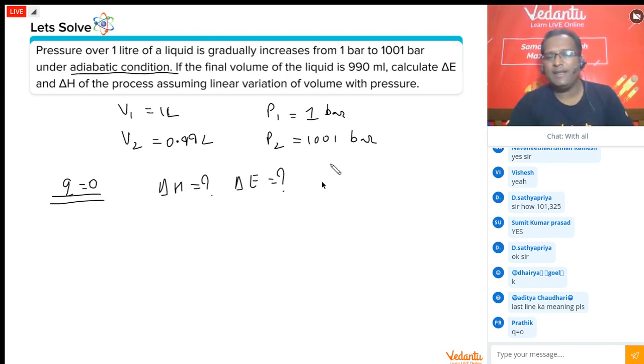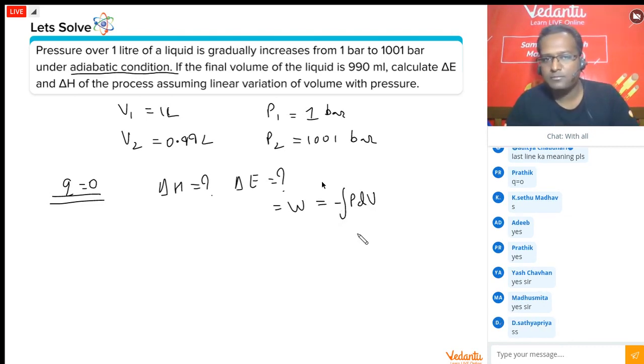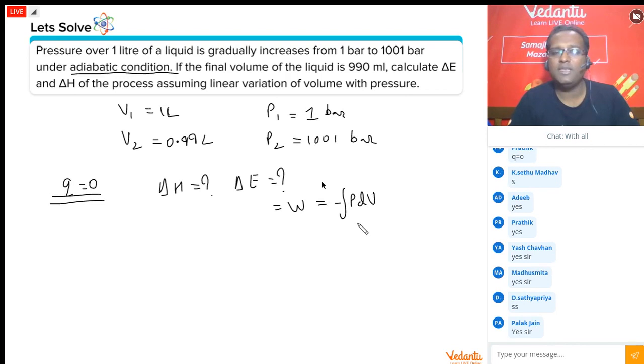Because it is adiabatic conditions, can I say delta E will be directly equal to work done? Work done can be said as integral of minus P dV. Now do you notice the meaning of the last line? Now can somebody see how do I use this?